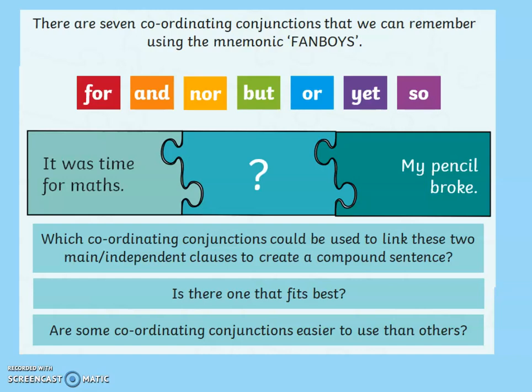Are there some coordinating conjunctions that are easier to use than others? I think nor is really hard to use in a sentence. Have a try at writing a compound sentence in your books. Press pause to do this and then press play when you're ready to move on to the next example.